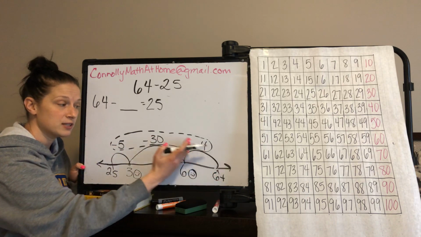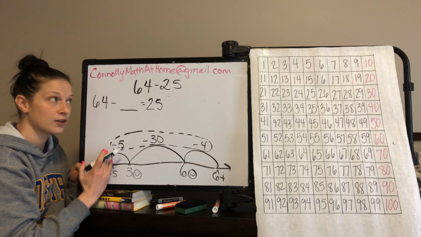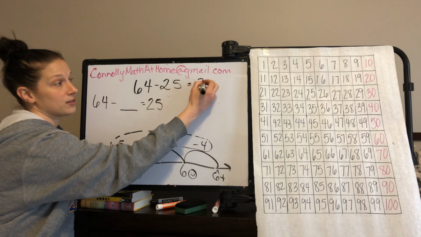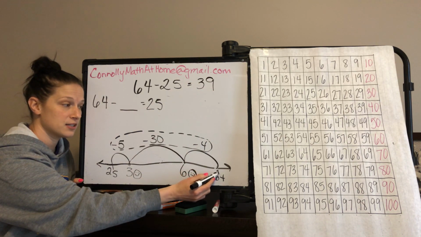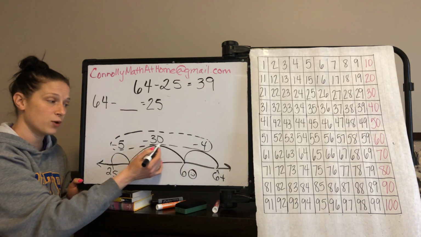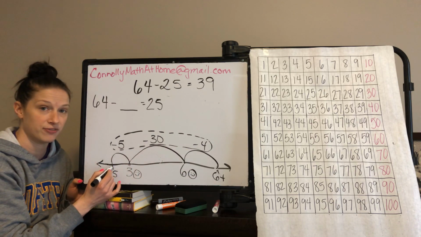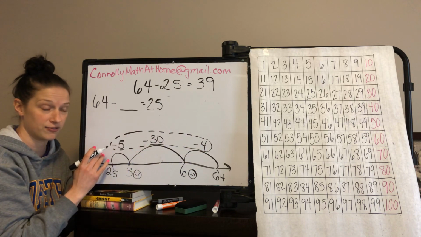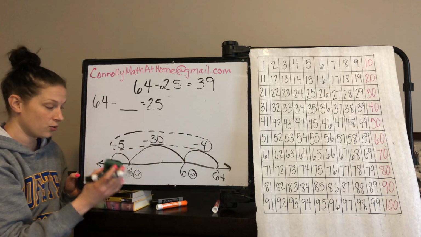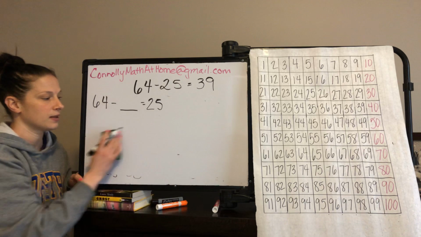So how much did we subtract altogether? We ended up with 39 again. So what we did was we started at 64. We asked ourselves, what is the distance to 25? And our answer is right here where we find the difference. Let me show you with equations too.